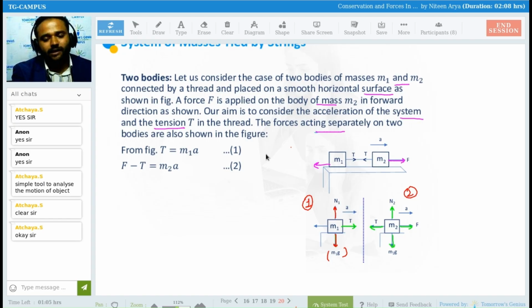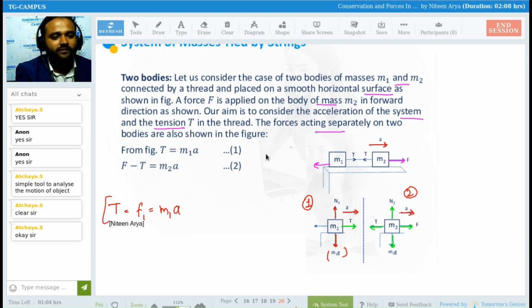And because it is a system and the whole acceleration is applied in this direction, this box also has acceleration in the same direction. So from the figure, tension T equals m1a. Why so? To balance this particular tension force, there is some force, and that particular force is F1, and F1 is nothing but m1a. Clear?